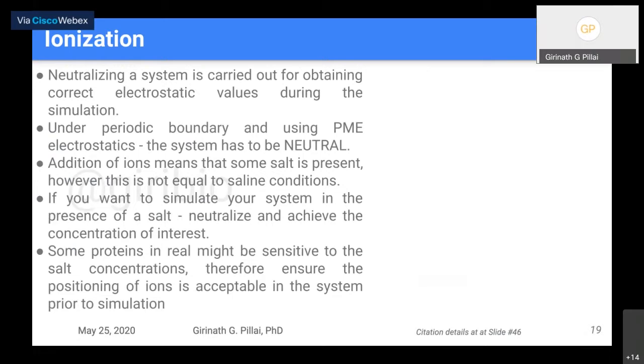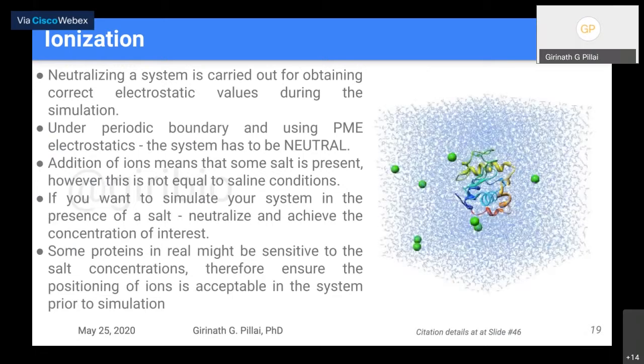Now coming to ionization: neutralizing a system is carried out for obtaining correct electrostatic values during the simulation. So you have to make it neutral. Otherwise, the electrostatic terms cannot be calculated. That's where, under periodic conditions using PME, the system has to be neutral. Addition of ions means some salt is present. However, this is not equal to the saline condition. And if you want to simulate your system in the presence of a salt, neutralize and achieve the concentration of interest.